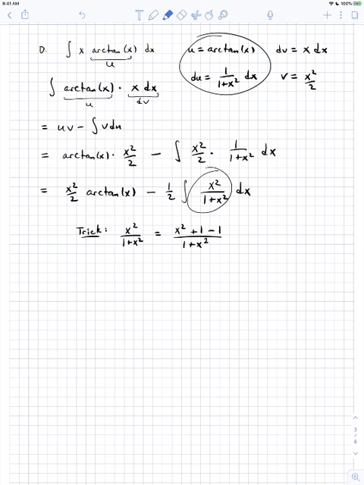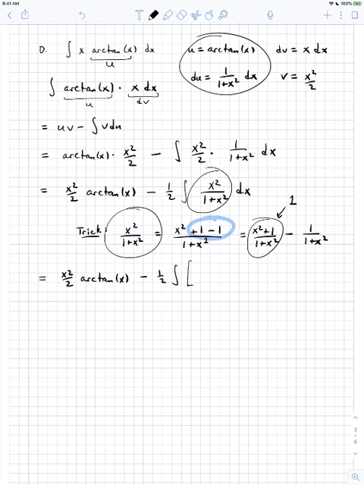Now what have I done here? Well, I haven't done a whole lot. I've just added and subtracted 1. So I can do that because 1 minus 1 is 0. Otherwise, everything's the same. So how does that help? Well, this is x squared plus 1 over 1 plus x squared minus 1 over 1 plus x squared. Magic. It's magic because x squared plus 1 over 1 plus x squared is equal to 1. How does that help? Well, what have we got? We've got x squared over 2 arctangent of x minus 1/2 times the integral of, let's replace x squared over 1 plus x squared with this new expression here. So it's 1 minus 1 over 1 plus x squared dx.